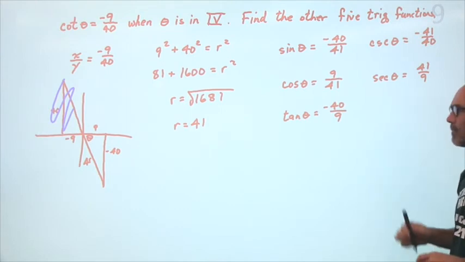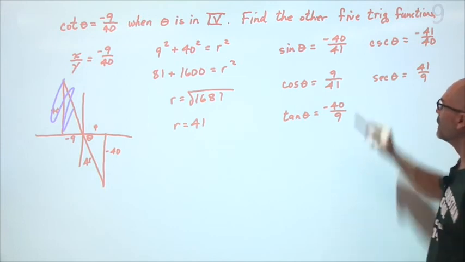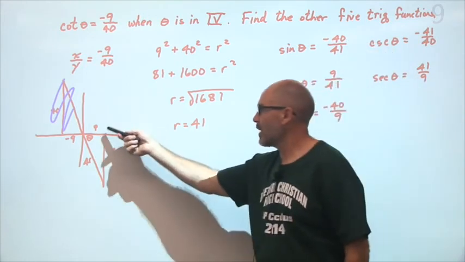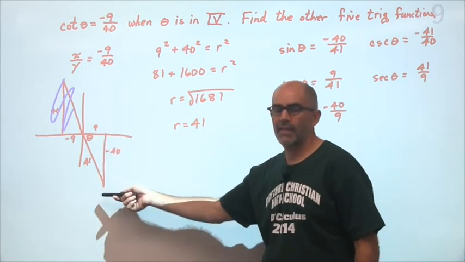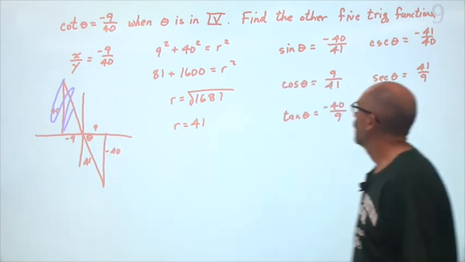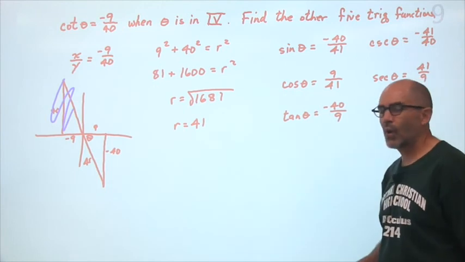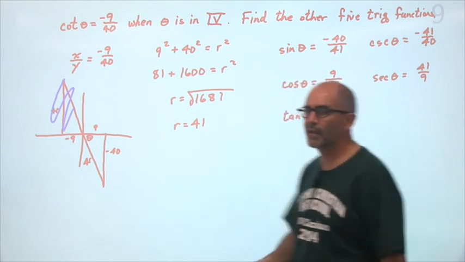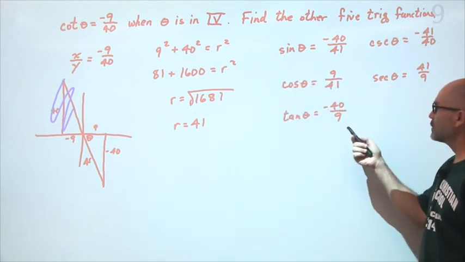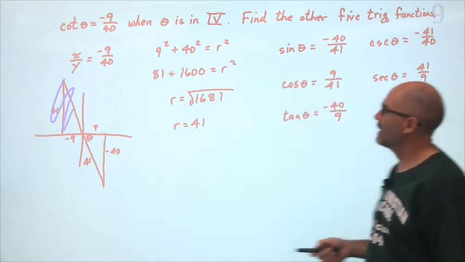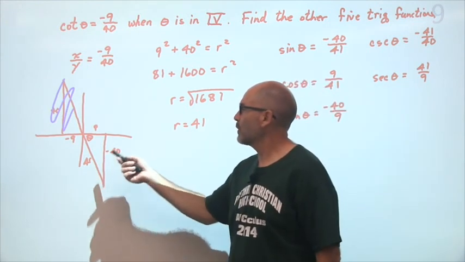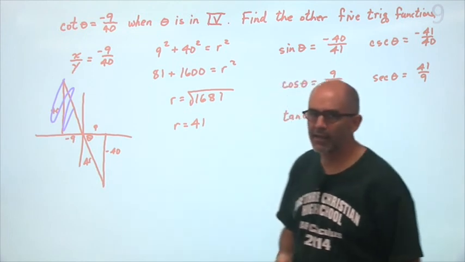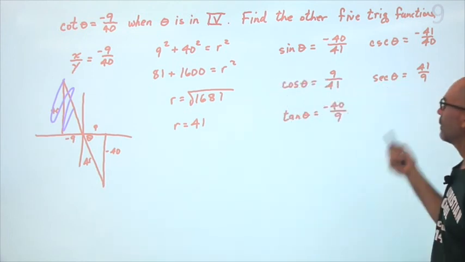Now, check one more thing. Notice sine is negative. Why? Because the triangle is down. That makes sine negative. Cosine is positive. Why? Because the triangle is to the right, so that makes cosine positive. And tangent is negative because it's in the fourth quadrant where sine is negative and cosine is positive, so tangent has to be negative. So that's it.